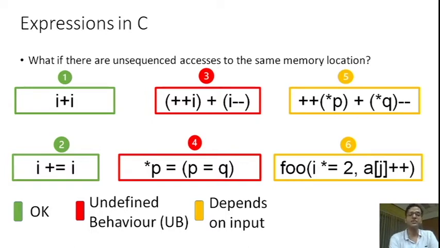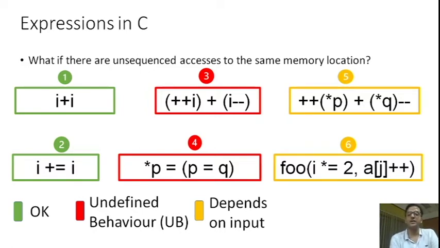Now consider expression 3. It involves two side effects on the same variable i, which are unsequenced. This situation and the evaluation of such an expression yields undefined behavior or UB in C. Similarly, expression 4 involves a read and an update to the same object p such that the two operations are unsequenced with respect to each other. Such a situation is also undefined behavior in C.